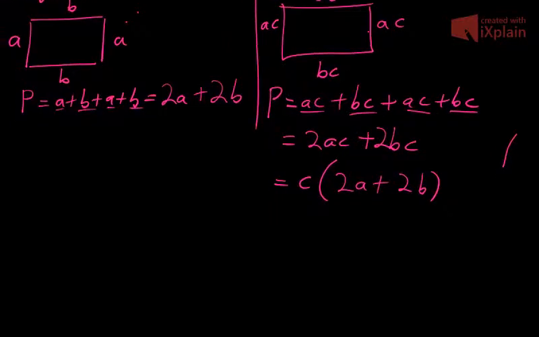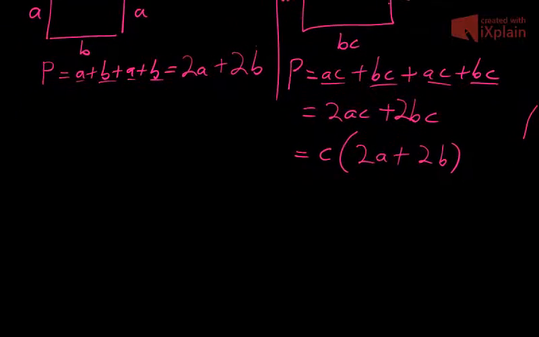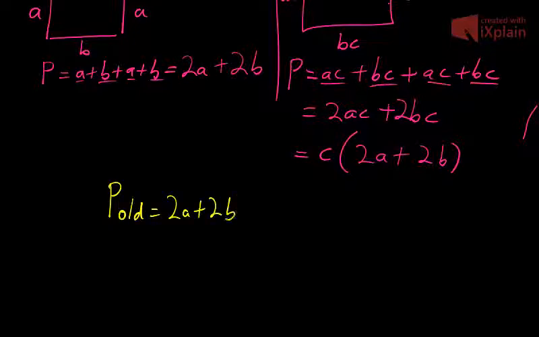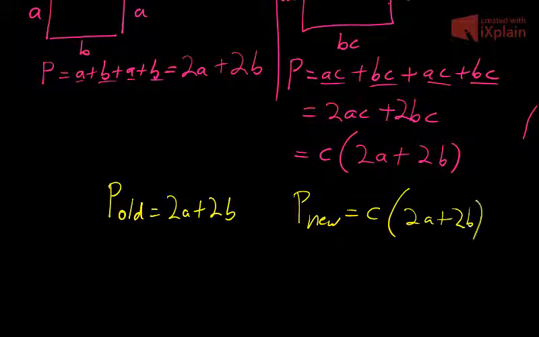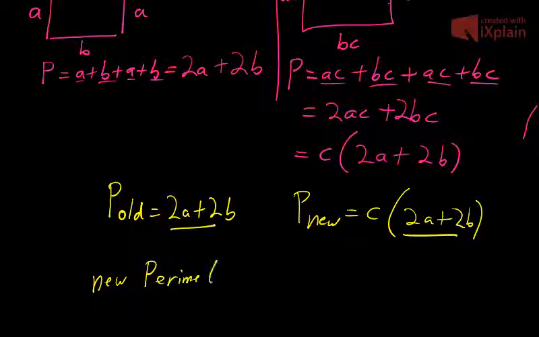So I'm going to write that real quick, just to make sure we see this: our old perimeter is equal to 2A plus 2B, and our new perimeter is equal to C times 2A plus 2B. So what that means, if we look, 2A plus 2B is both here and there. Our new perimeter is going to be equal to our scale factor times our old perimeter.